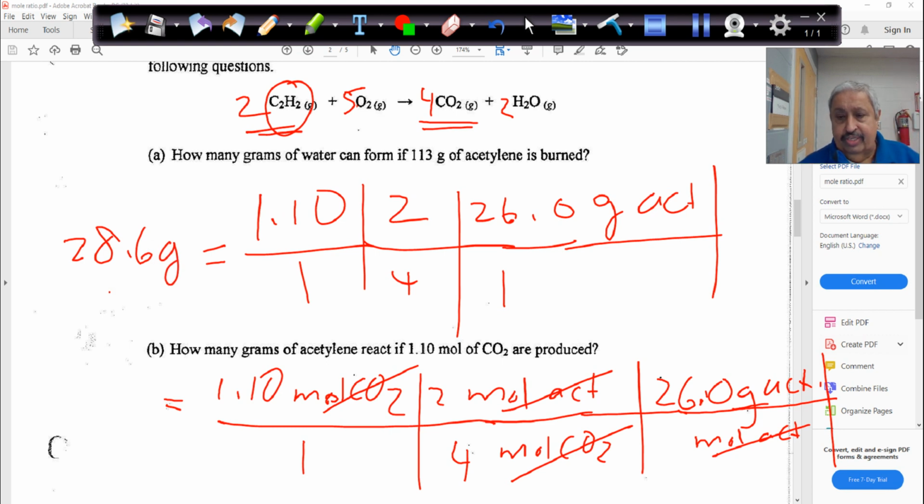3 sig figs. We need 3 sig figs. Don't worry about 2 to 4, that's an absolute ratio. Oh, okay. 14.3. Okay.